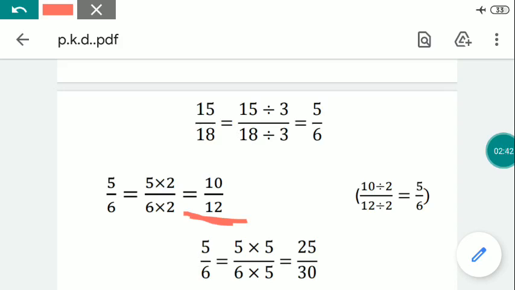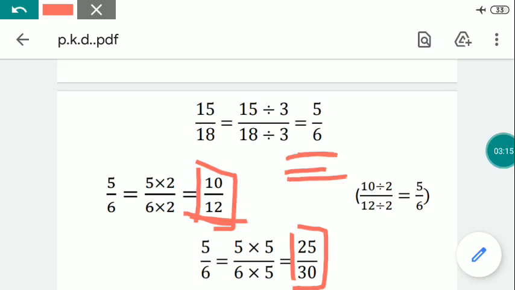Now also from 5 by 6, if we multiply numerator and denominator by 5, you get 5 into 5, that is 25, and 6 into 5, 30. So from 5 by 6 you get the equivalent fraction 25 by 30, also 10 by 12. Okay, so from 15 by 18 you get the equivalent fraction 5 by 6, and from 5 by 6 you get the equivalent fraction 10 by 12, and from 5 by 6 also you get the equivalent fraction 25 by 30. These all are the same because they are equivalent fractions.